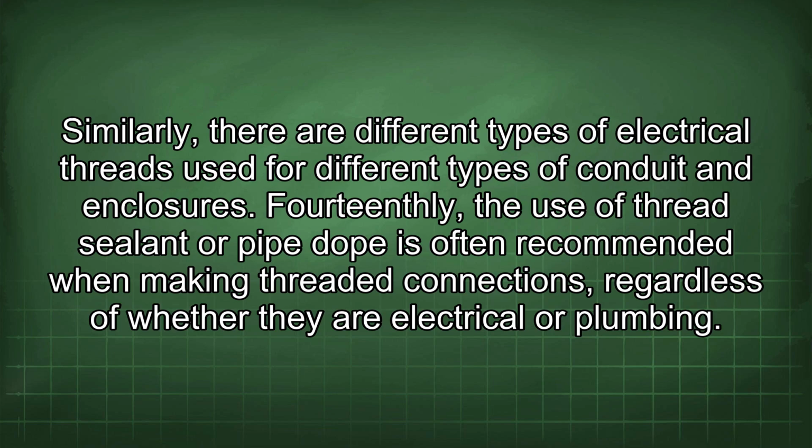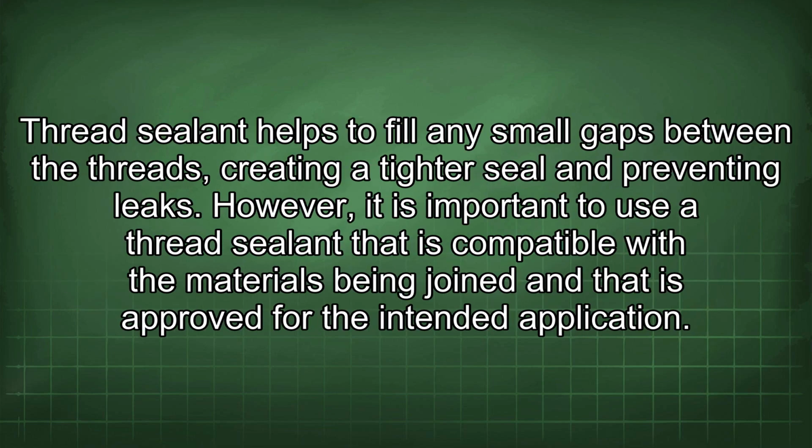14thly, the use of thread sealant or pipe dope is often recommended when making threaded connections, regardless of whether they are electrical or plumbing. Thread sealant helps to fill any small gaps between the threads, creating a tighter seal and preventing leaks. However, it is important to use a thread sealant that is compatible with the materials being joined and that is approved for the intended application.